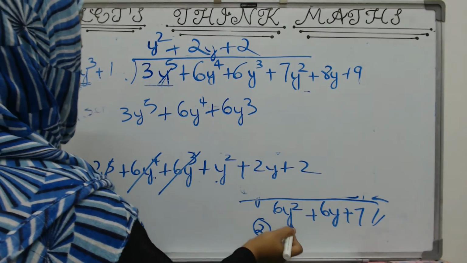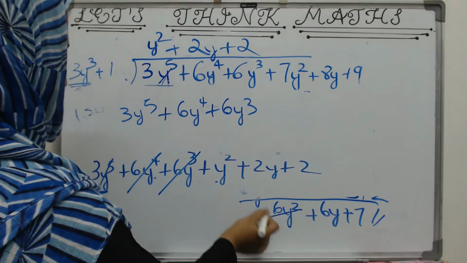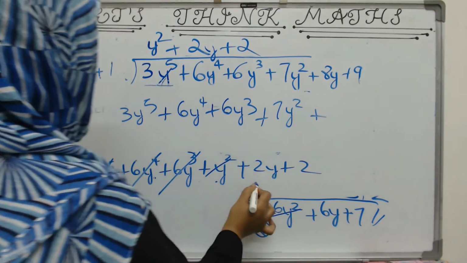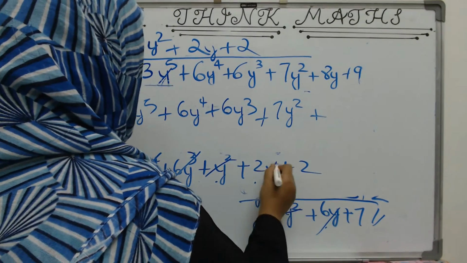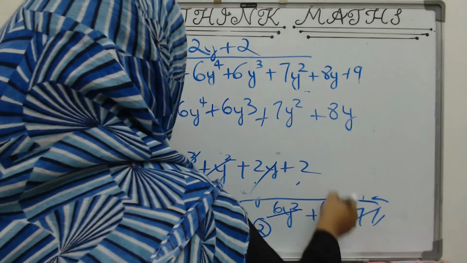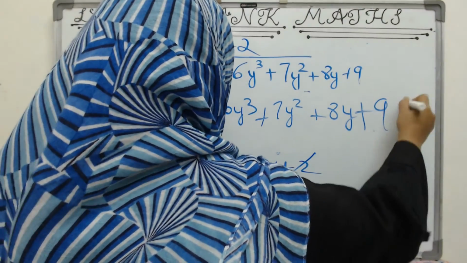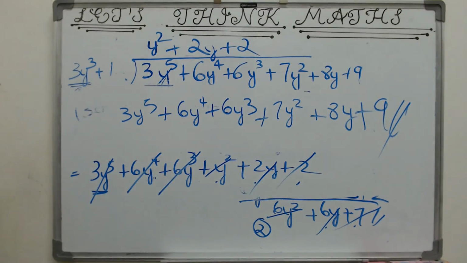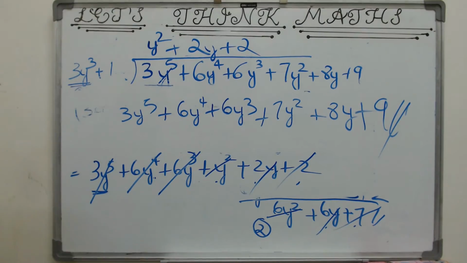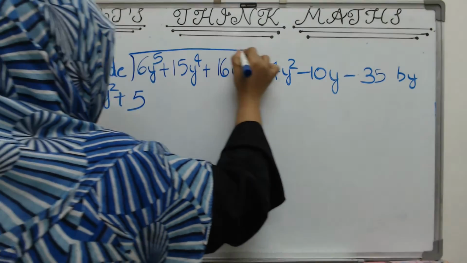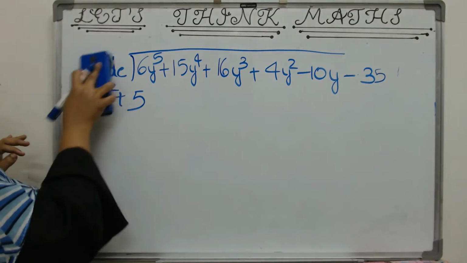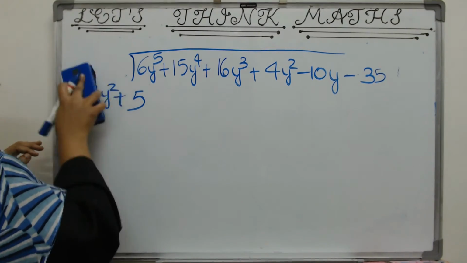Here there is a y square, here there is a 6y square. So together you get 7y square. Again, here a 2y, here a 6y. Together you have 8y. Here a plus 2, here a plus 7, plus 9. There. We have got the algebraic expression that we started with. This will be our dividend and this will be our divisor.